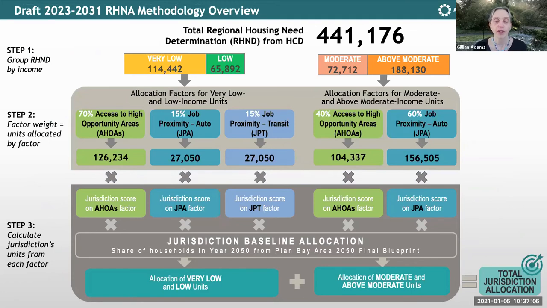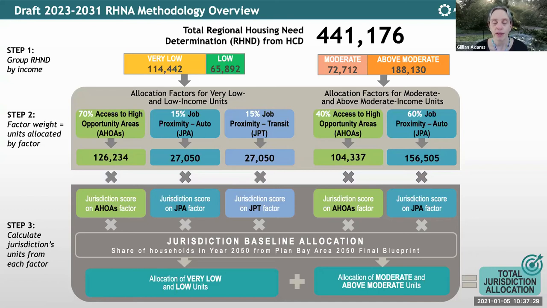This graphic provides an overview of the draft RHNA methodology. At the top, you can see the regional housing needs determination of 441,000 units that the Bay Area received from HCD. In step 1, you can see that the very low and low income units have been grouped together, and the moderate and above moderate income units have been grouped together.